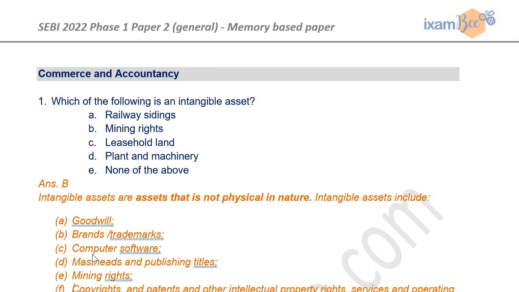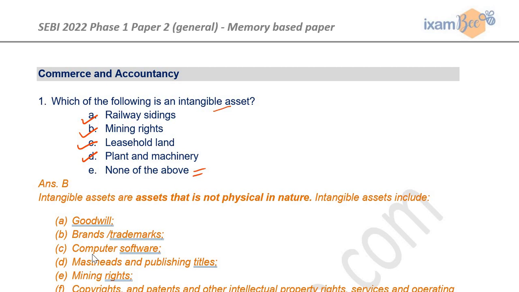The first question related to the intangible asset. Which of the following are an intangible asset? So intangible assets are basically those assets which the company owns but they do not have a physical form. However, they do add value, they do help in earning revenue for the organization, for the company. So which of them is an intangible asset? The various options that were there were railway sidings, leasehold property, mining rights, plant and machinery, and there was one more option, but here we have taken none of the above.